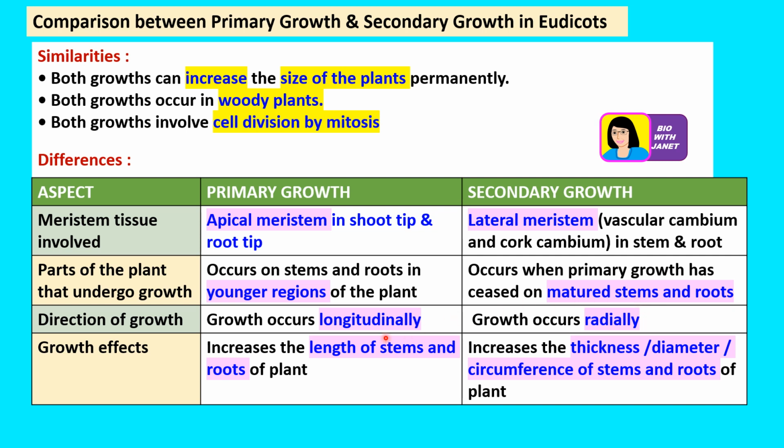Now, direction of growth. Primary growth occurs longitudinally, all right, that means lengthwise. Okay, the stem and the roots will elongate, but the secondary growth occurs radially, meaning that the stem will grow in diameter, in circumference. Okay, right. Growth effects. Primary growth increases the length of stems and roots of a plant, but secondary growth increases the thickness, diameter, or circumference of stems and roots of the plant, right?